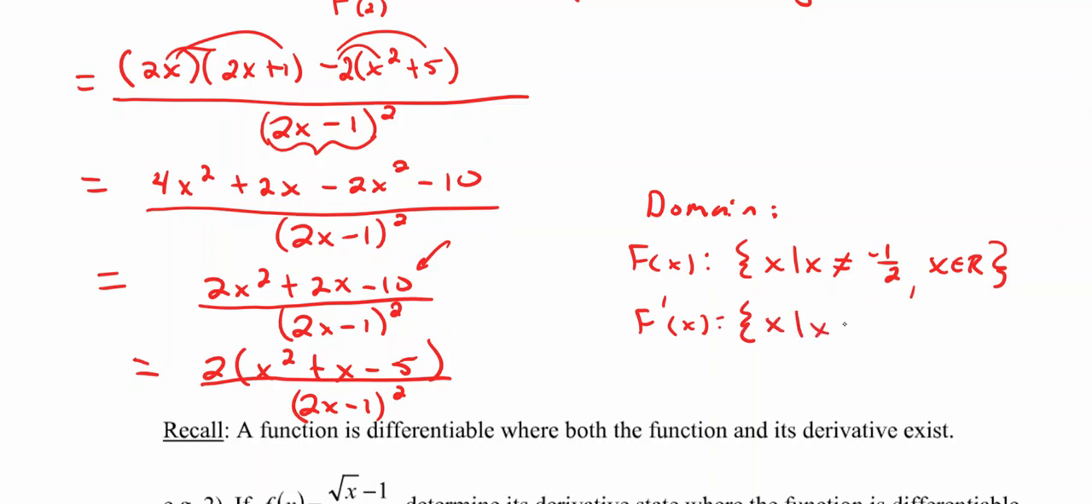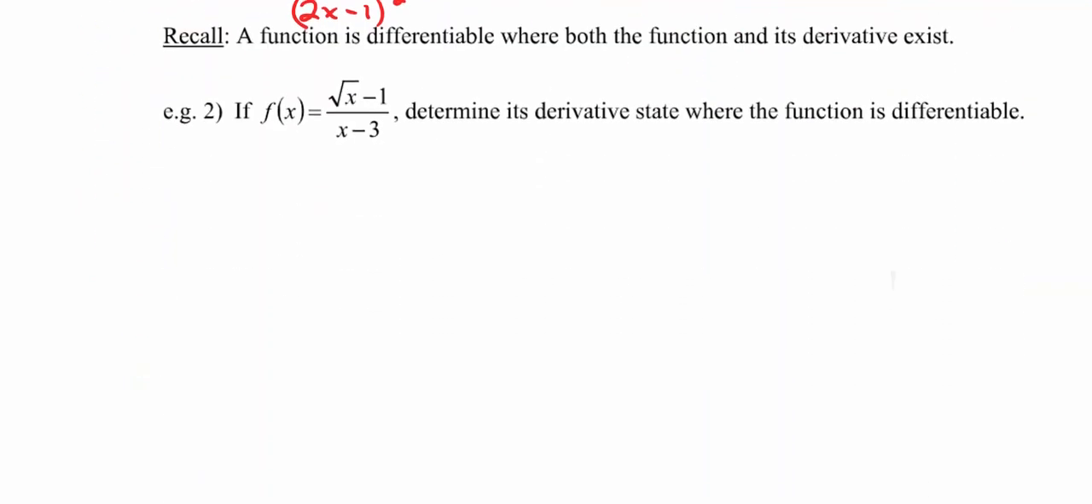x such that x cannot equal negative a half, where x is a member of the real numbers. All right. Okay, so let's do it again. Right off the bat here, I'm not a big fan of the radical symbol. Let's change that to an exponent.